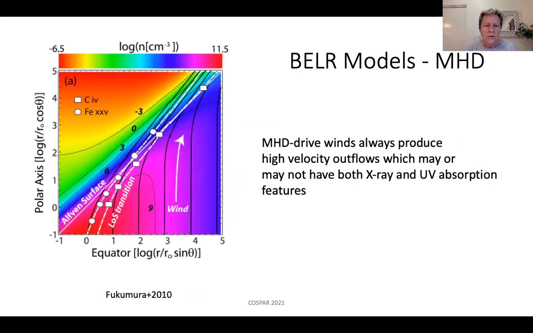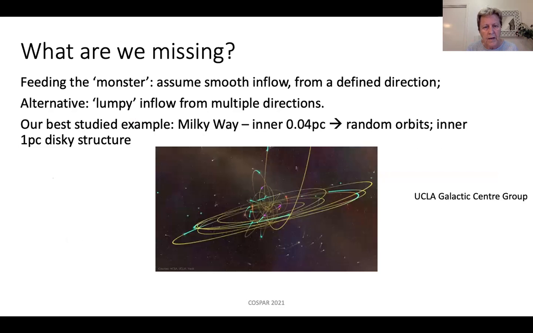And then finally, the third type of model is a magneto-hydrodynamically driven wind, and these will always produce high-velocity outflows, which may or may not have both X-ray and UV absorption features. What I would like to suggest is that it is likely that all three of these mechanisms might be important in understanding how our disk winds actually behave.